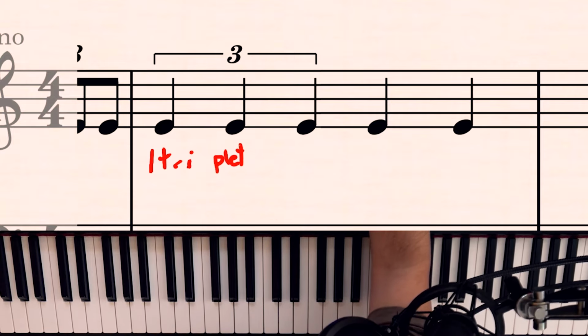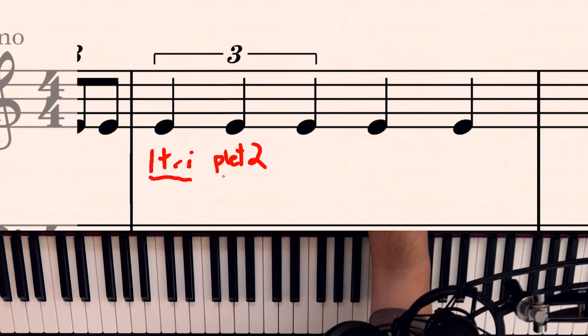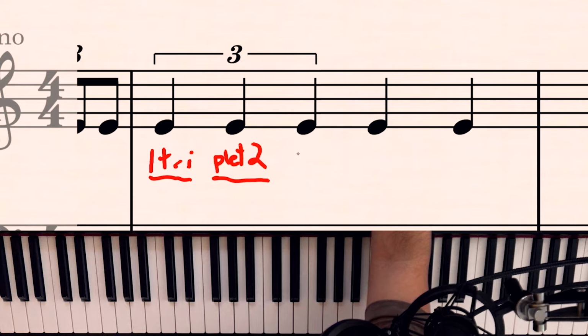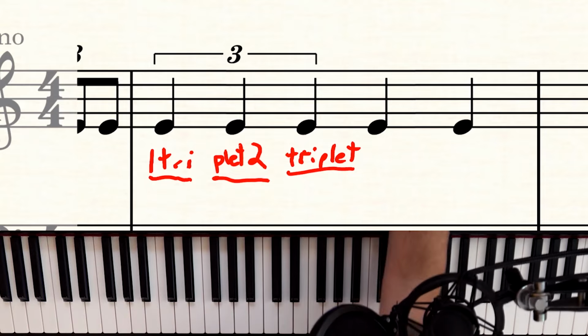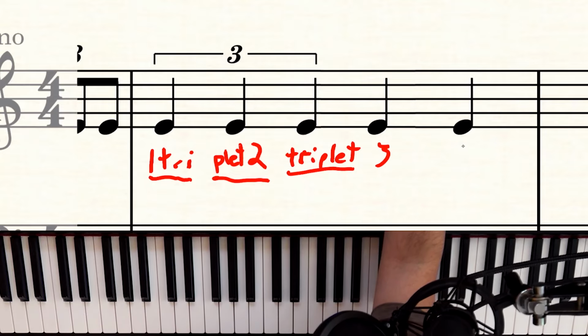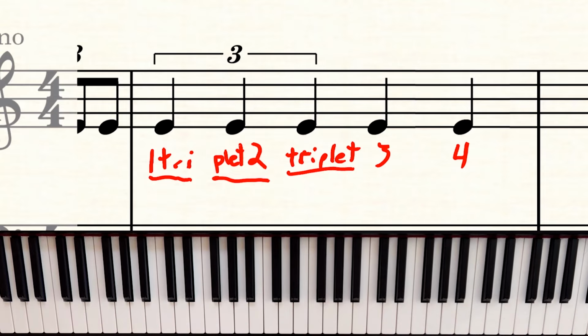So one triplet. This is going to take up two as well. So this takes up one tri, plet two, and guess what? This gets triplet. So each of these actually gets two in each of those groupings. And then once you're here, you're kind of in the clear with three and then four. And here's how you're going to count it. One triplet, two triplet. It takes a little bit of getting used to, but once you practice it a bunch, trust me that it gets quite a lot easier.